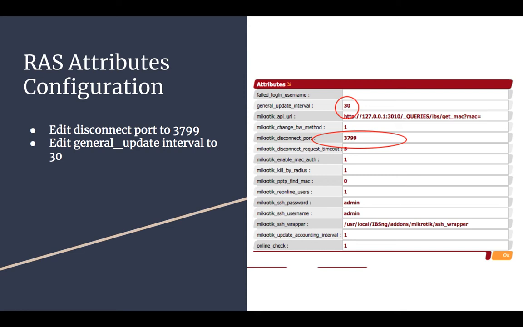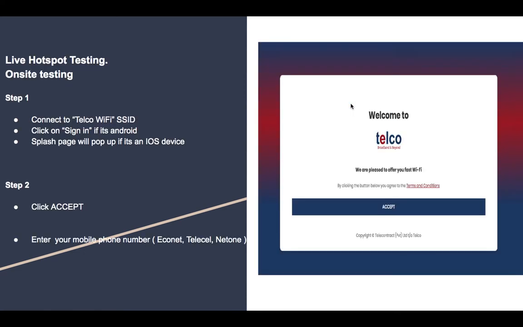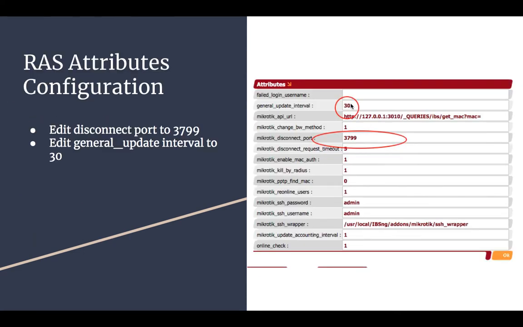And then there we go. This is the next step. After that, you just have to make sure that your Mikrotik disconnect port is changed to that and the interval is changed to that as well. Then I think we have successfully configured our router. All right. Remember here we're just dealing with configuration for the router. So there we are done and we have configured the router also in the radius server.